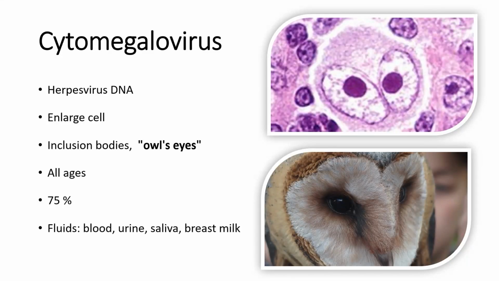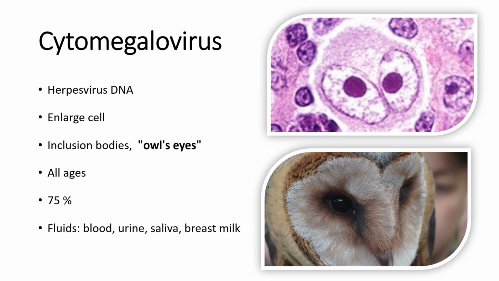So cytomegalovirus, sorry, will take you back to the first year of medical school. It's a herpes virus, a DNA virus, and the name itself explains the feature it makes. It's enlarging the cells, ballooning the cells, and this is megavirus. And it has inclusion bodies, which look like owl eyes.